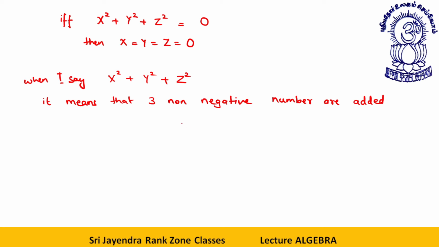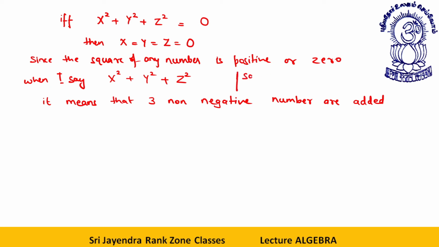Since the square of any number is positive or zero, a square cannot be negative. It means that three non-negative numbers are added.